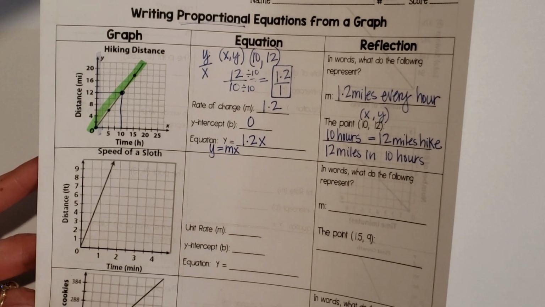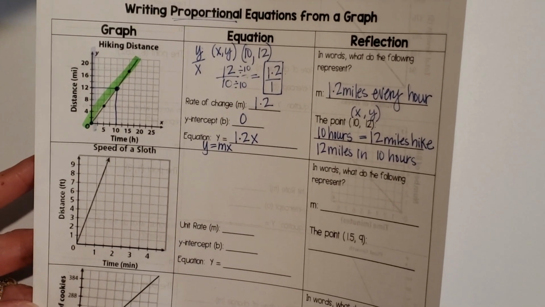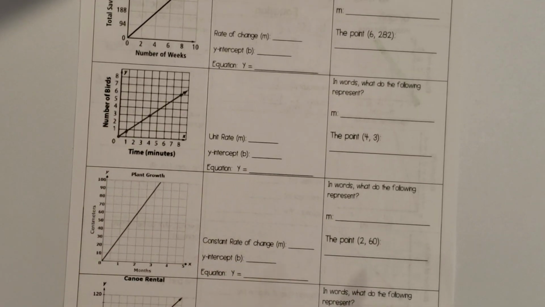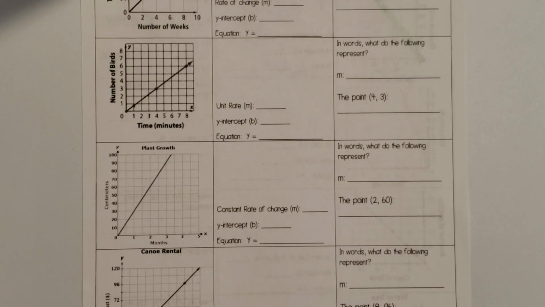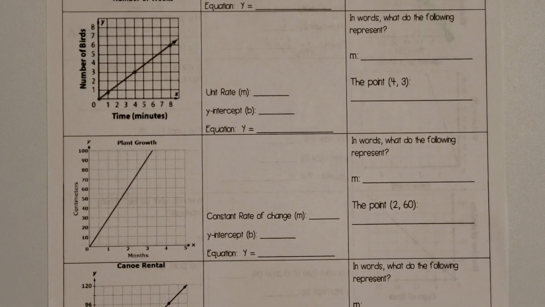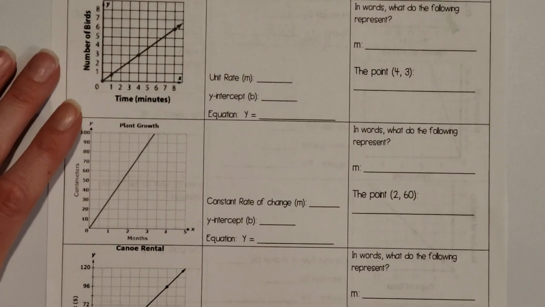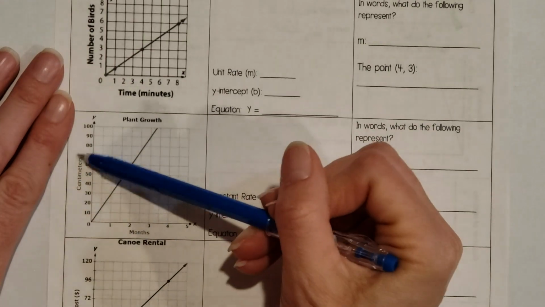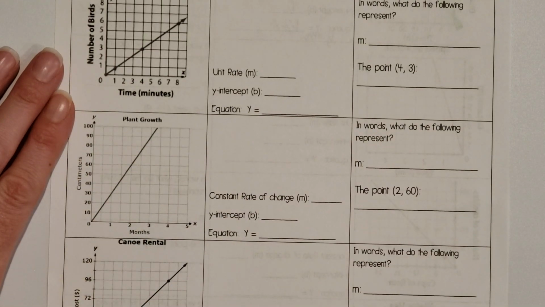Okay, let's actually do this one on the back, the plant growth one. And the reason why I want to do this one is there's a specific reason. This is talking about a plant's growth, and this is in centimeters and in months down here.